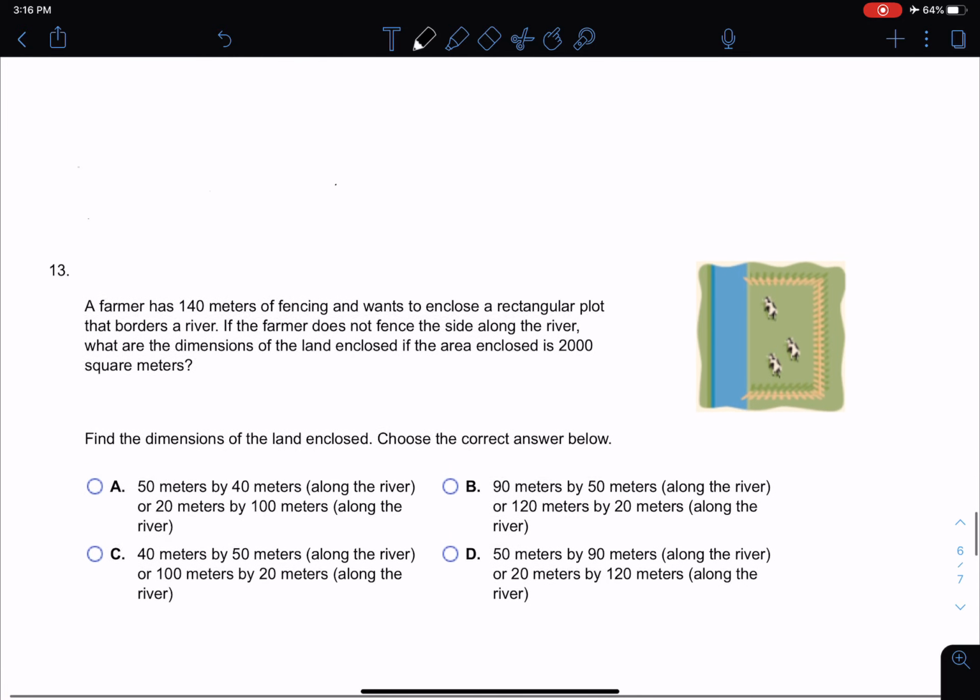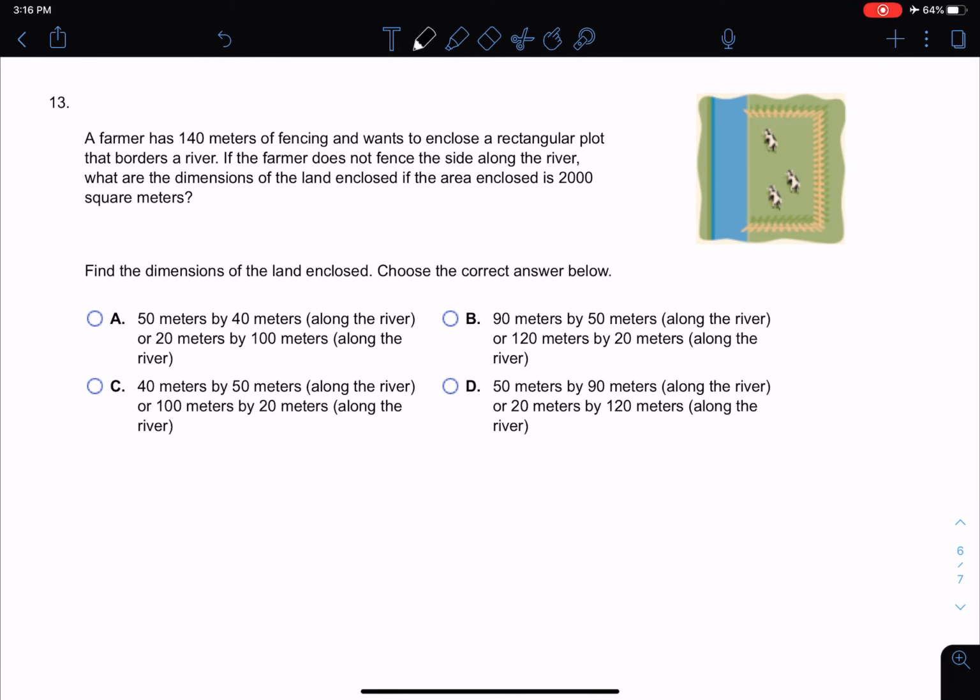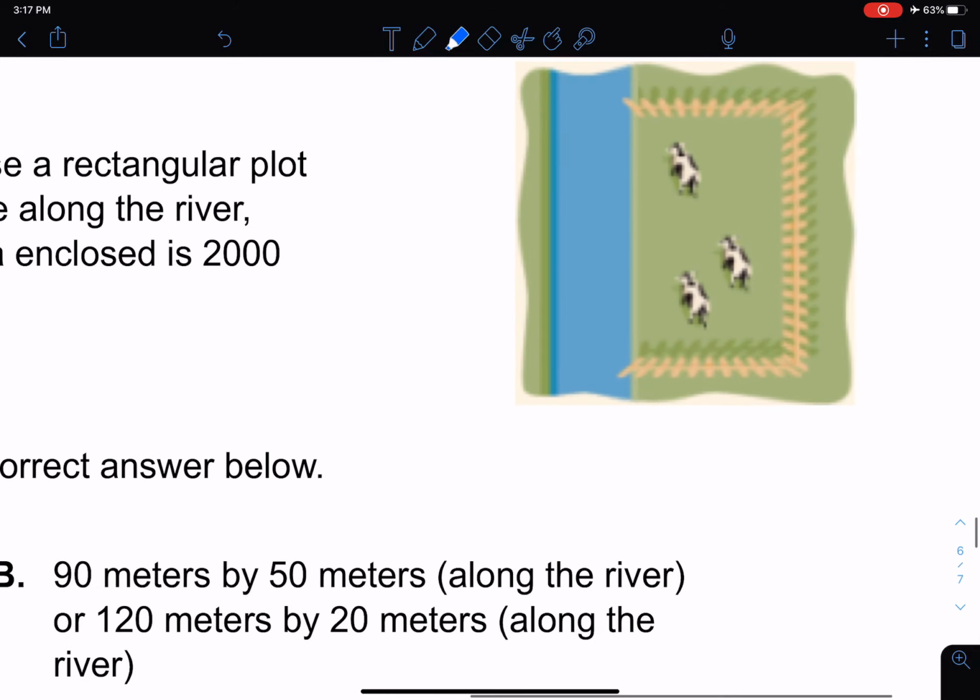Okay. All right. How about a word problem to finish off the day? This says a farmer has 140 meters of fencing, wants to enclose a rectangular plot that borders a river. If the farmer does not fence the side along the river, that sounds risky. What are the dimensions of the land enclosed if the area enclosed is 2,000 meters squared? So they're saying that this is 2,000 meters squared.